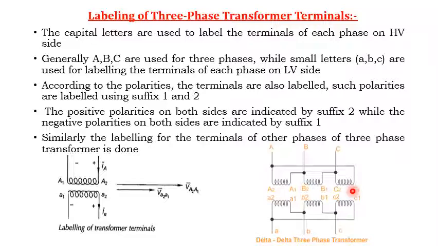And the respective secondary side phases are represented as small a, small b and small c. Now even the polarities: see, the two suffixes are represented. It means that here it has positive polarities, and here respectively negative polarities. Similarly, positive polarities and negative polarities, and again positive polarities and negative polarities. Like this, we can label the three-phase transformer terminals.